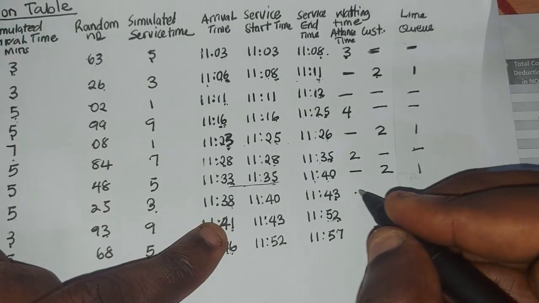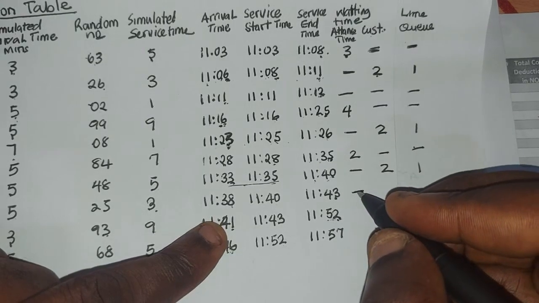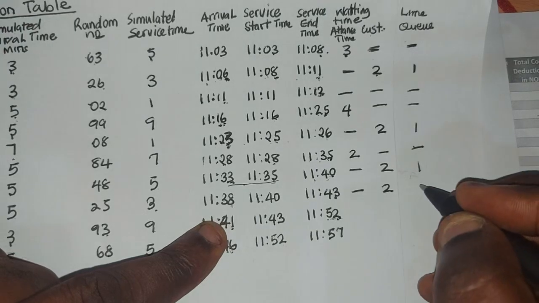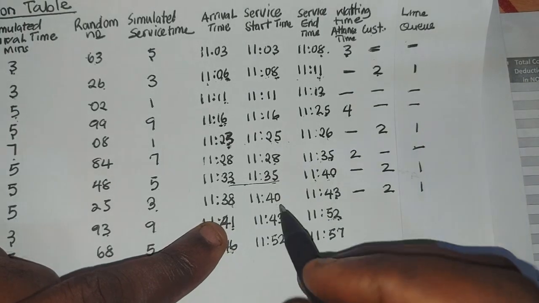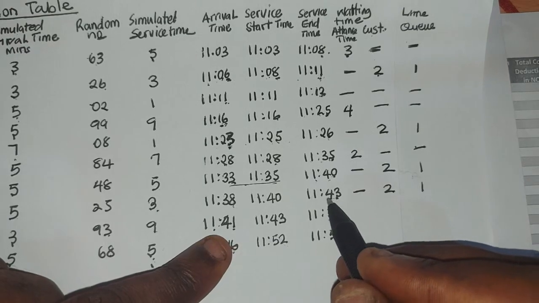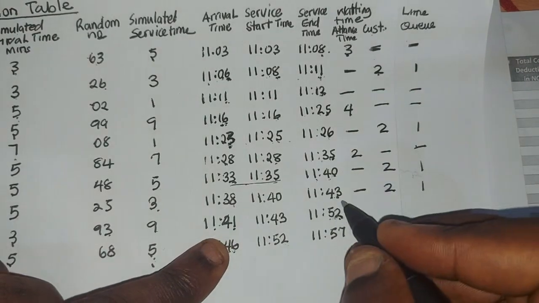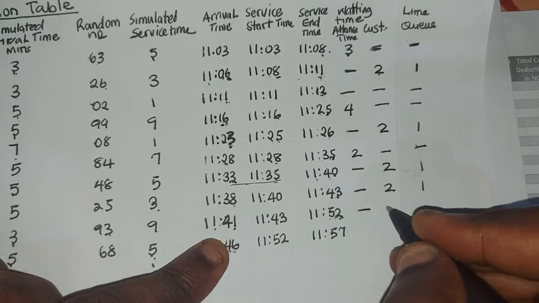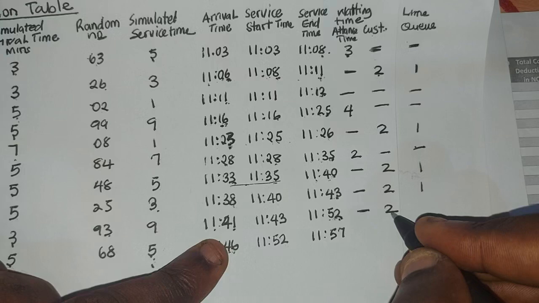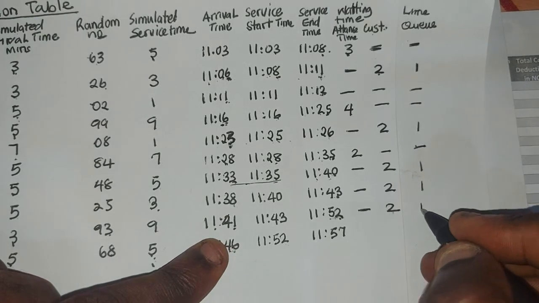At 11:38, it means the attendant did not wait. The customer waited for 2 minutes. It means one person is in queue. And he spent just 3 minutes. So before this, at 11:43, a customer is already waiting. And he waited for 2 minutes. The attendant did not wait. The customer waited for 2 minutes, and one person in queue.